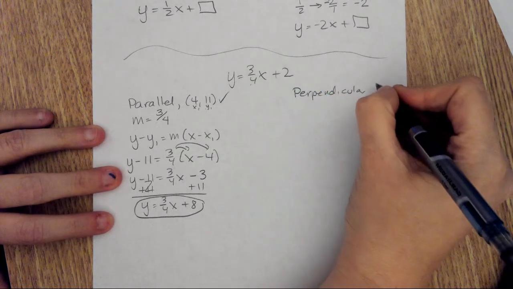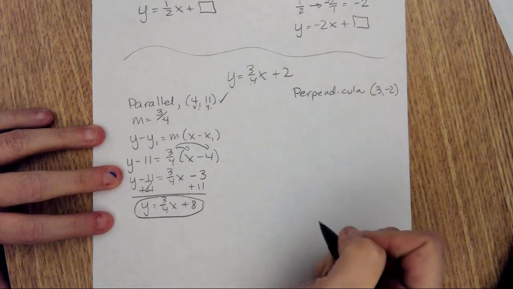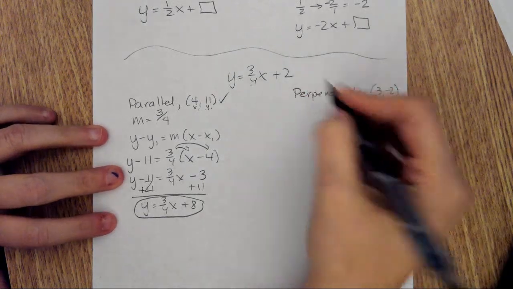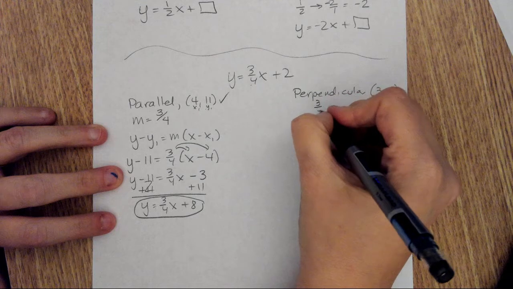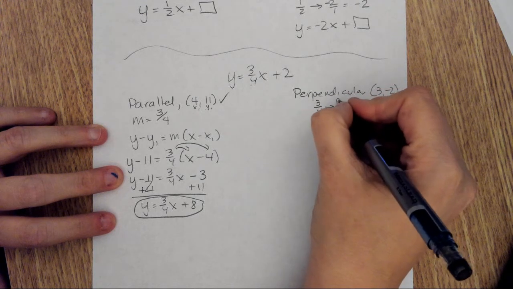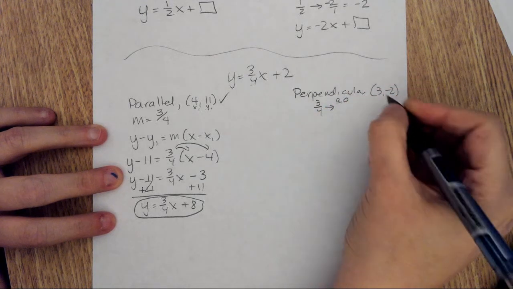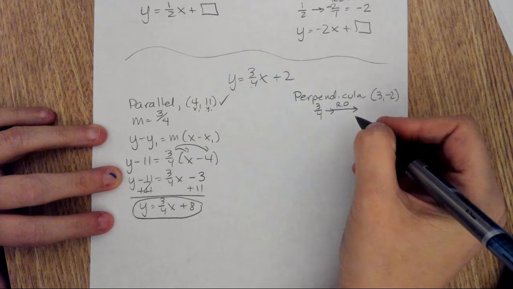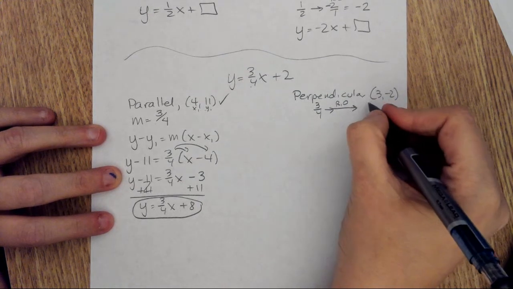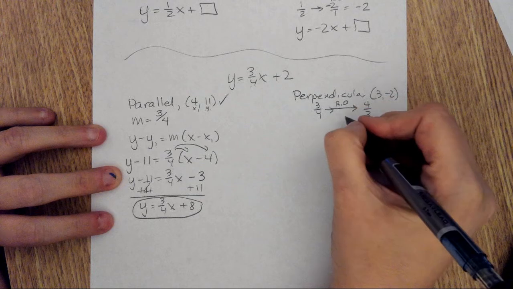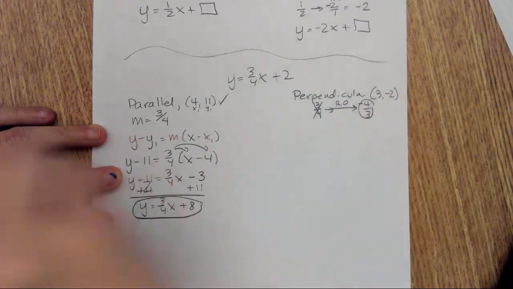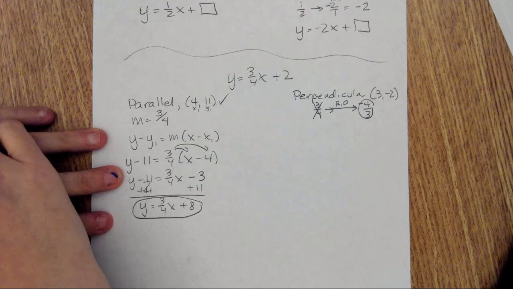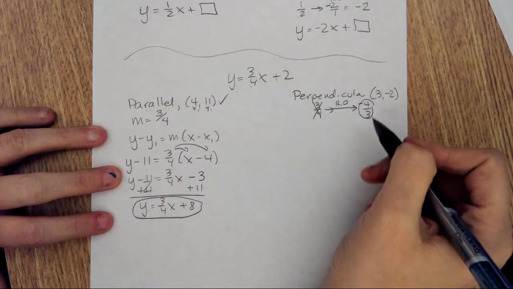that goes through, let's say, (3, -2), I would have to do the same thing. I have the point. I need to find the slope. So my slope was 3/4. I need it to be reciprocal and opposite. Okay? Let's make that a longer arrow. So I need to flip it to 4/3 to make it reciprocal. It's positive. I need to make it negative. So this is my new slope. Okay? And now I have the slope and a point.